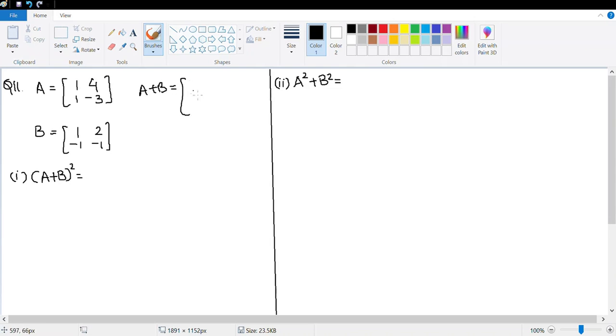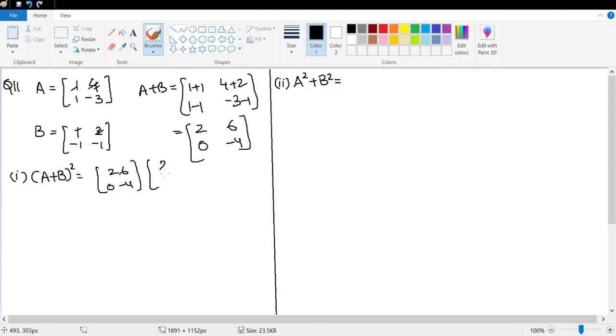So A plus B will be 1 plus 1, this and this. Next is 4 plus 2, which is this and this. Then 1 minus 1, and the last is negative 3 minus 1. So this will be 2, 6, 0 and negative 4. That's A plus B. So (A plus B) whole square will be [2, 6, 0, negative 4] multiplied with [2, 6, 0, negative 4].